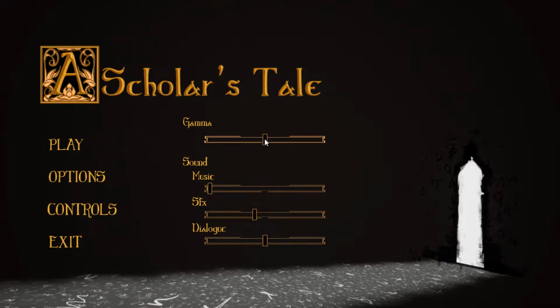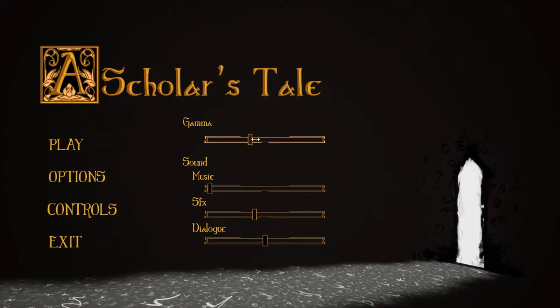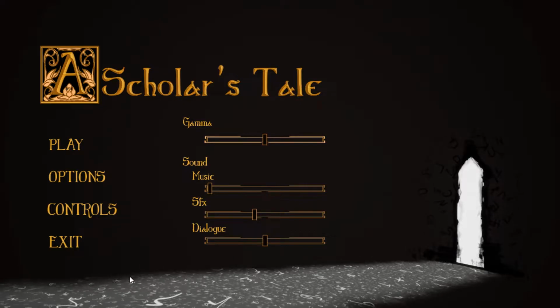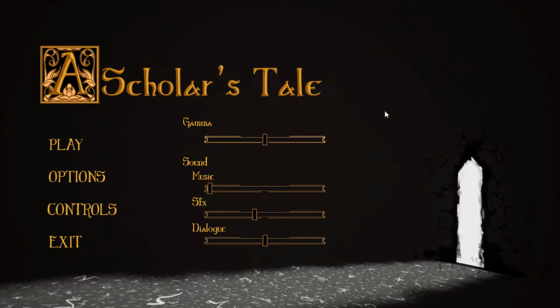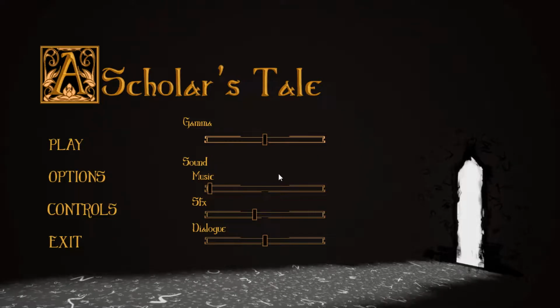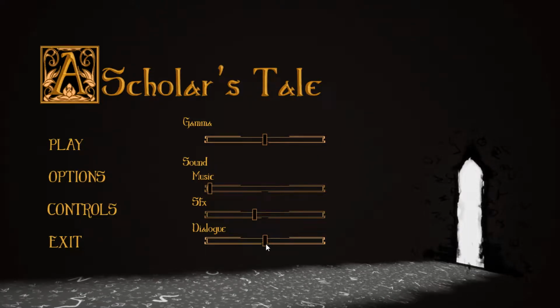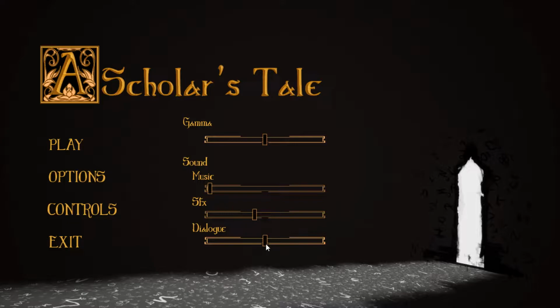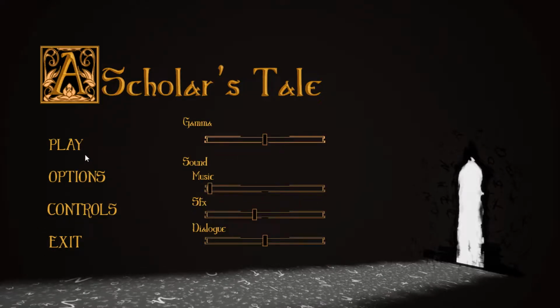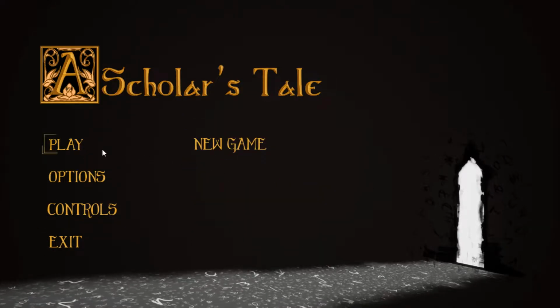Gamma seems okay right now. I don't really notice the difference except the border right here. They should have made an icon where you can see if it changes the gamma. The dialogue volume, but we don't have subtitles apparently. But yeah, apart from that, social media in the menu, and yeah, let's go.